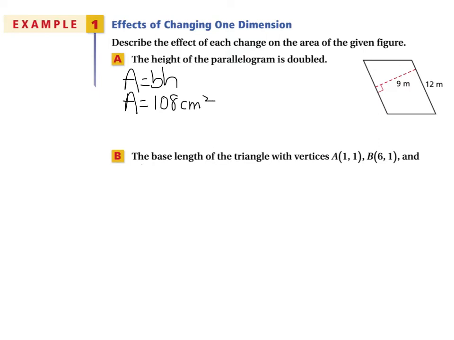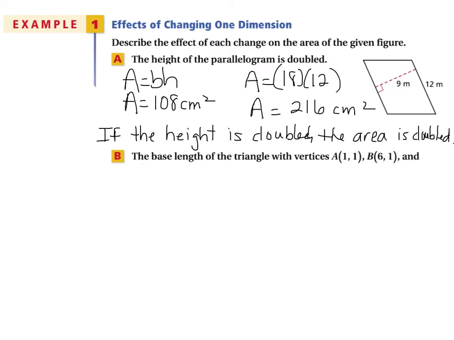So we want to know what happens if the height of the parallelogram is doubled. Well, we're going to double the height. 18 times 12 gives us 216 centimeters squared. So what is the effect? The effect is that if the height is doubled, the area is also doubled.